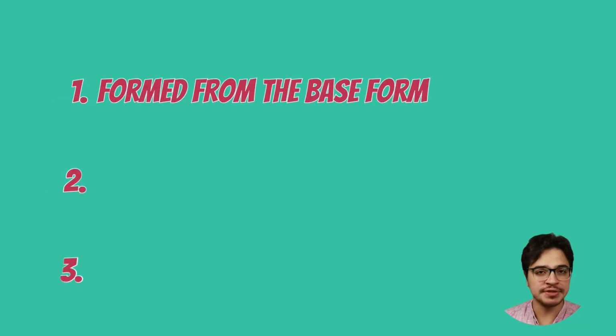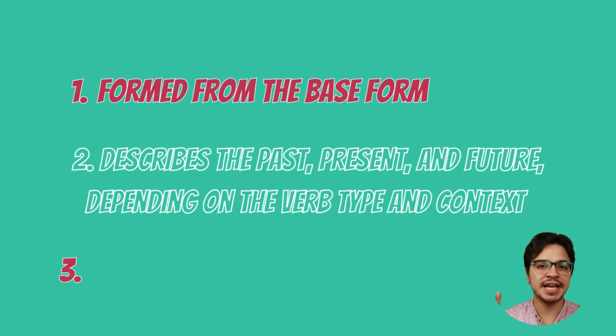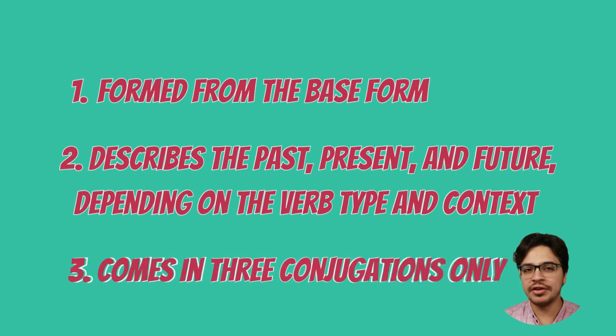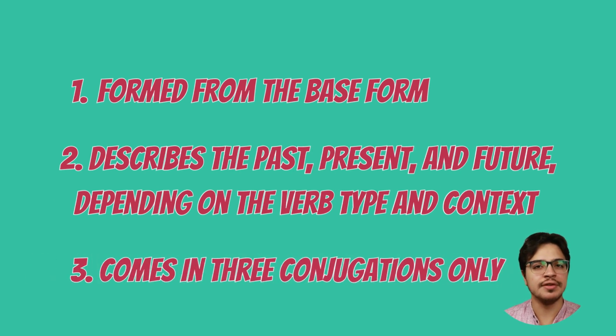So let's recap. The active participle, or اسم الفاعل, is a form that we form from the base form of a verb. That's the first thing. The second thing is that it can describe the past, present, or future, depending on the verb and context. And the third thing is that it conjugates into 3 forms only.